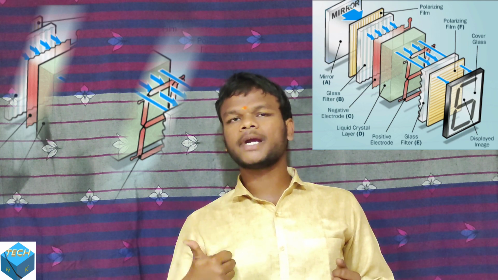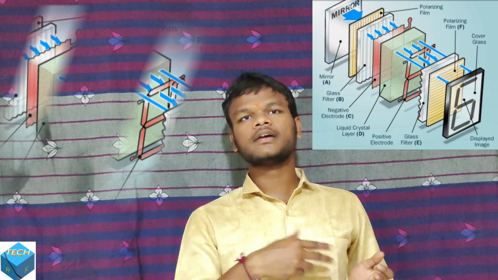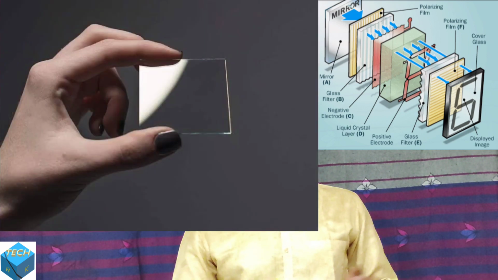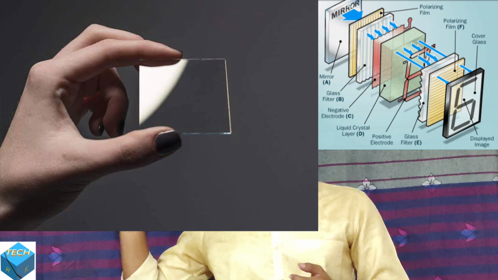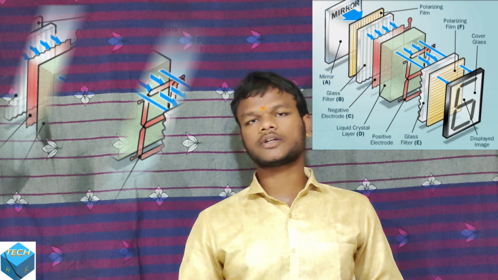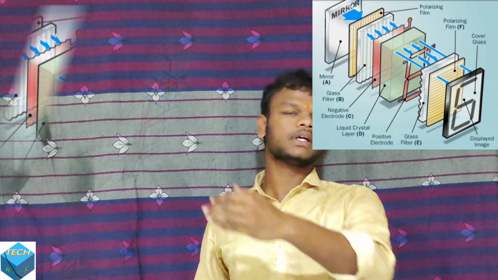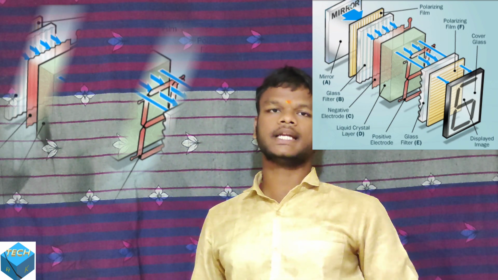And the next thing is electrodes. One is a negative electrode and another is a positive electrode. These electrodes are made up of indium tin oxide. Why are we using indium tin oxide? It is a material that is transparent, so that we can pass the light easily through it. That's why we are using indium tin oxide as the electrodes. So here we have the negative electrode in front of the polarizer and the positive electrode in front of the liquid crystal layer.